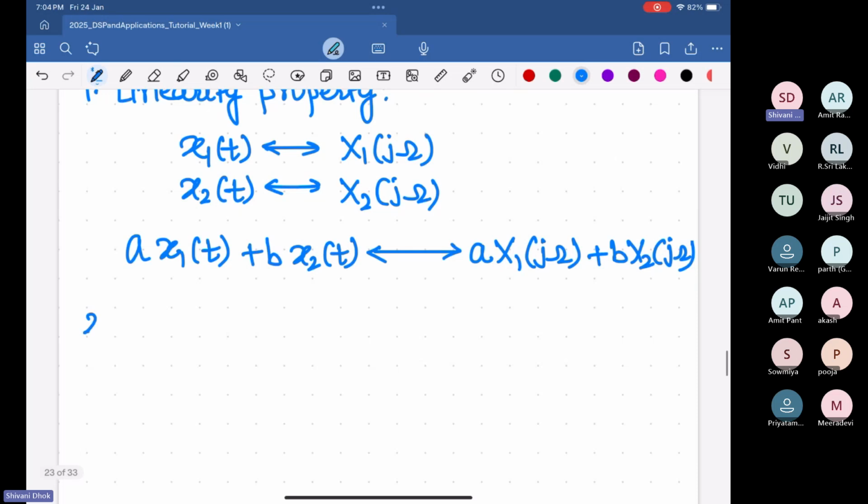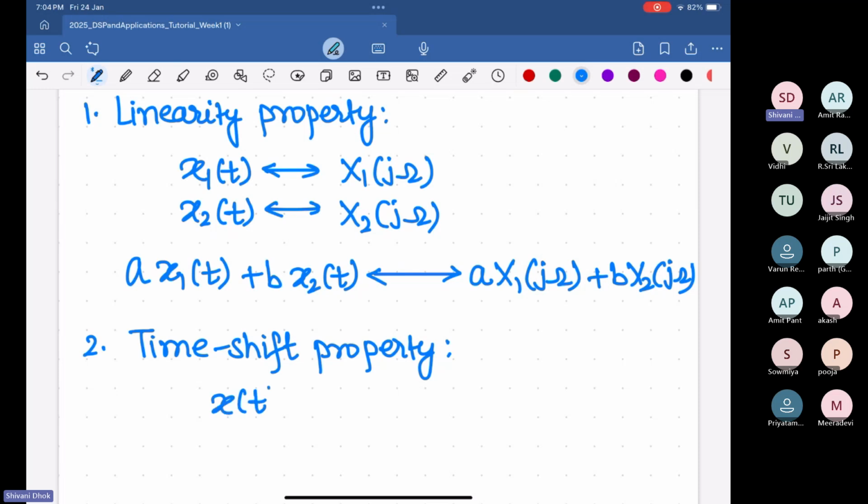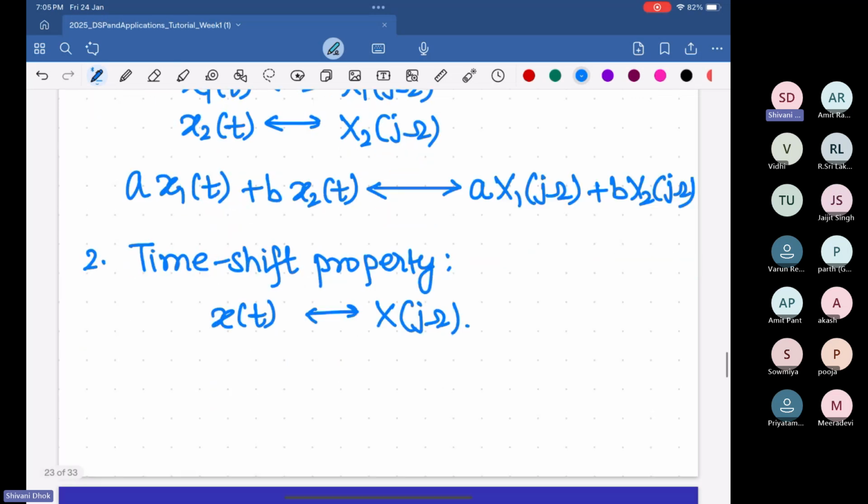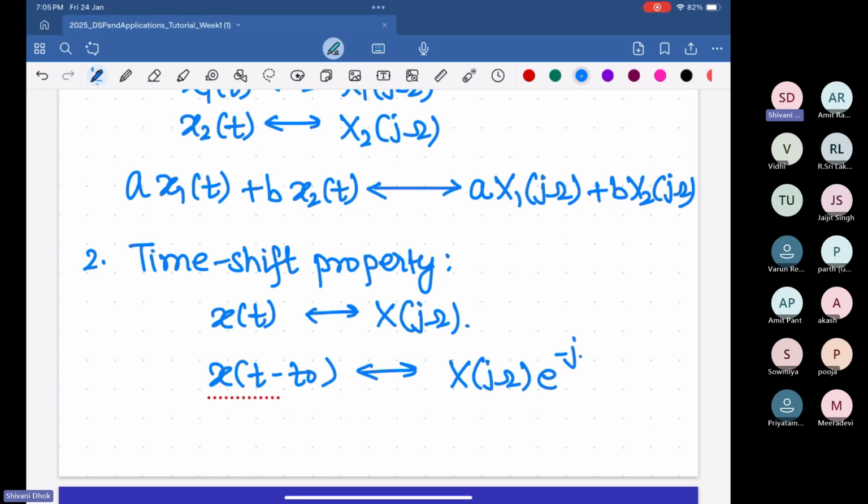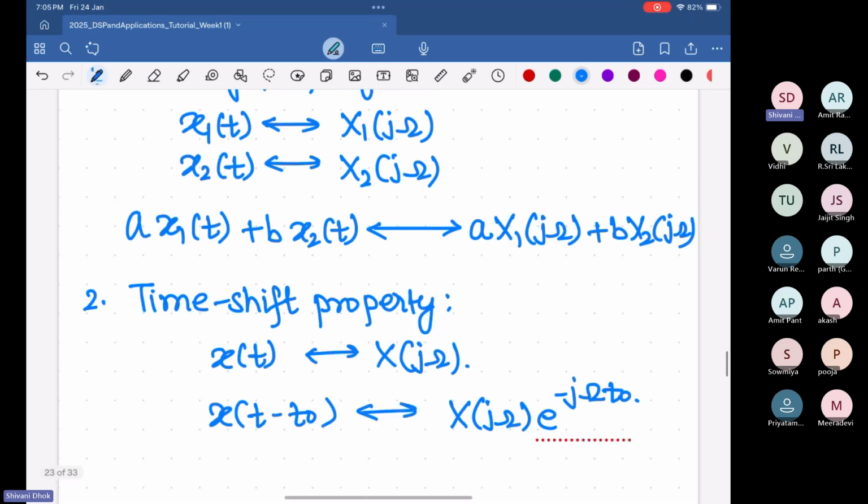The next one is time shift. It says that suppose x of t has Fourier transform x of j omega, then x of t minus t naught has a Fourier transform of x of j omega multiplied by e power minus j omega t naught. So an additional phase gets added to it.